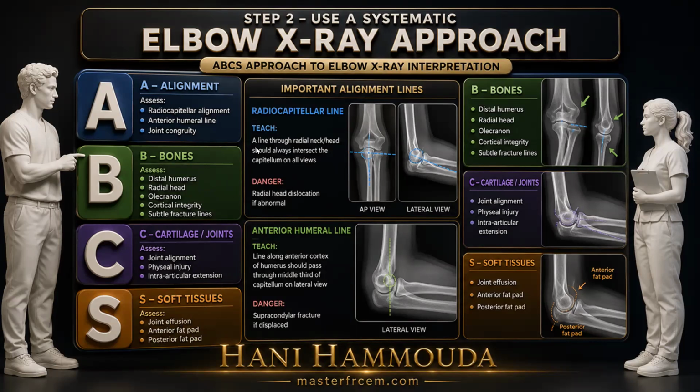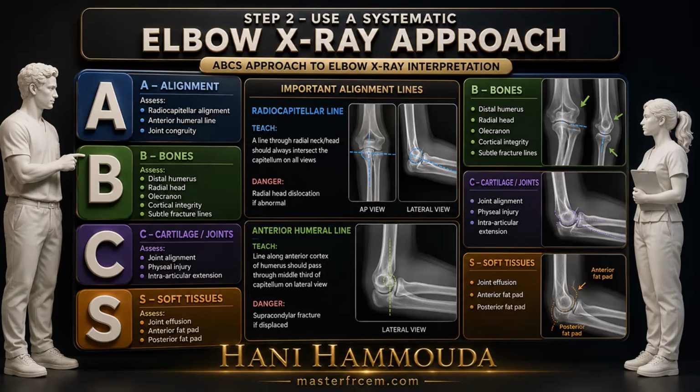Radiocapitellar line: this line through the radial neck and head should always intersect the capitellum on all views. If not, abnormal, you find a radial head dislocation. Anterior humeral line: the line along the anterior cortex of the humerus should pass through the middle third of the capitellum on the lateral view. If not, it means a supracondylar fracture if displaced. Clear, doctor? Yes, sir.